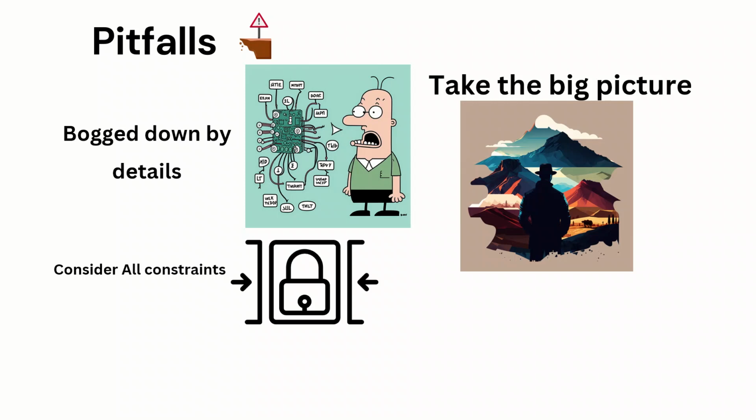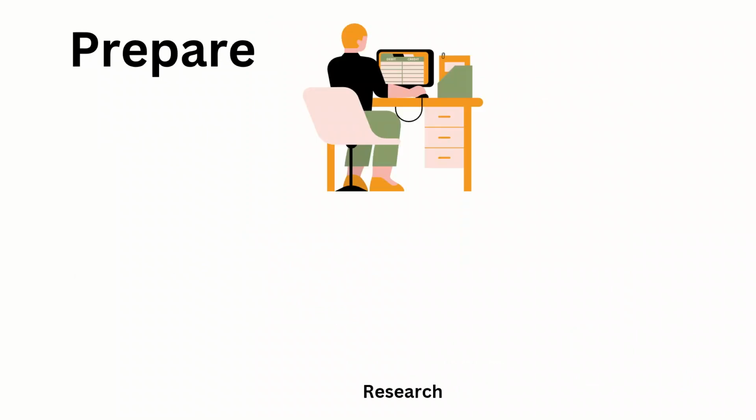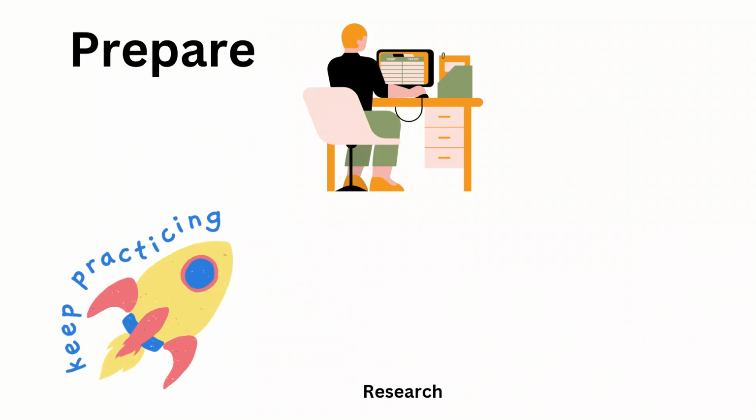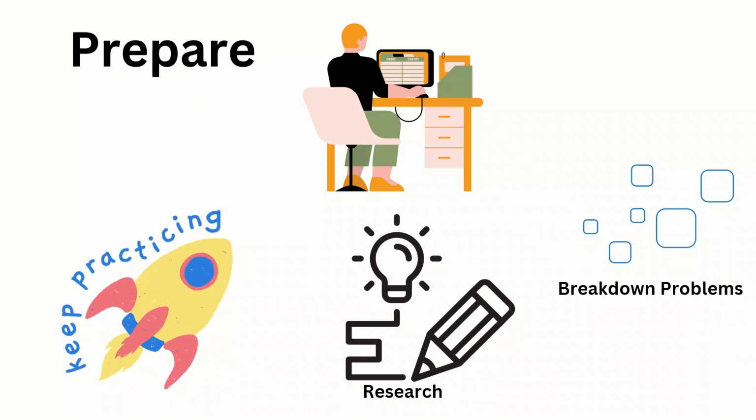Finally, another common pitfall is failing to communicate effectively with the interviewer. Make sure you explain your thought process clearly and listen carefully to the interviewer's feedback. To prepare for your system design interview, you should spend time practicing your design skills. This includes practicing breaking down problems into smaller parts, making design decisions based on constraints, and explaining trade-offs. It's also a good idea to research commonly used technologies and be familiar with how they can be used in a system design.